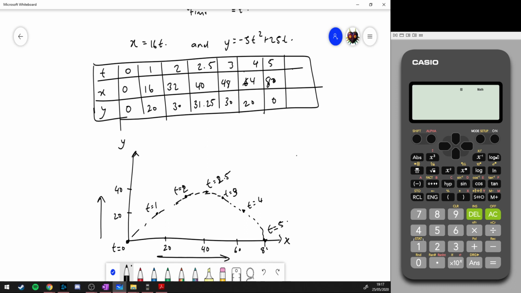So effectively, this is a parametric equation. These are called the parametric equations of the curve because they're two separate parts that eventually form a parabola. Okay, and I need to stop doing that.